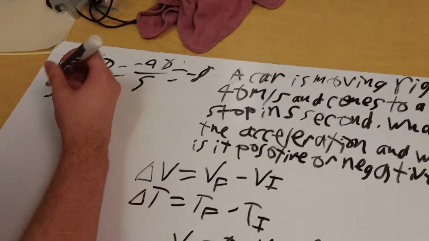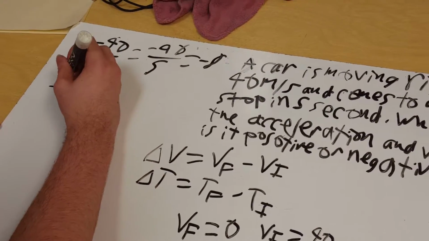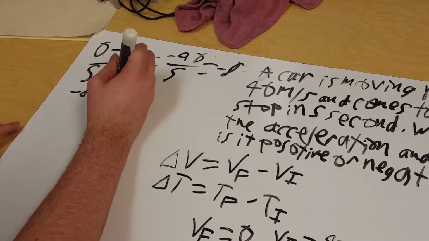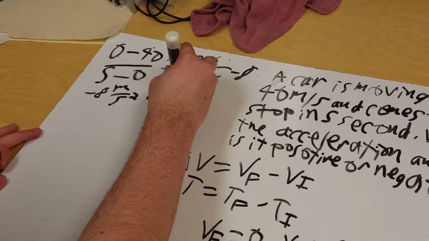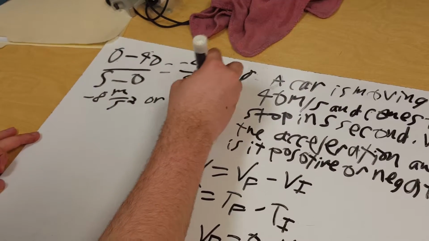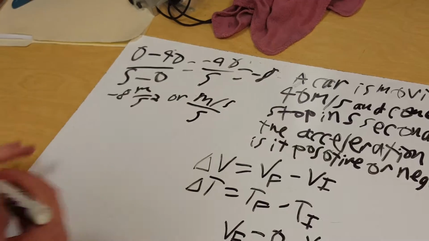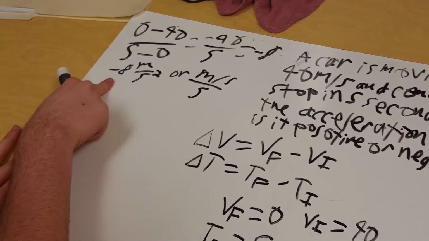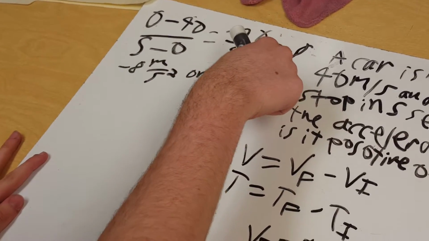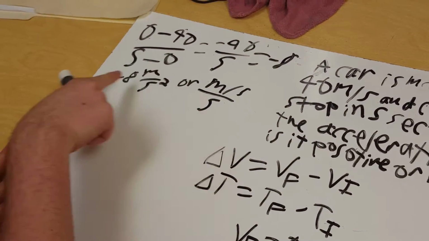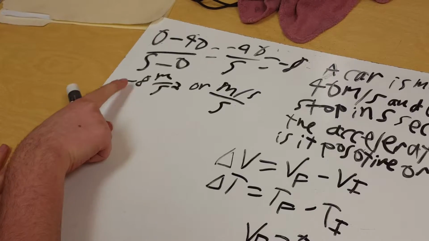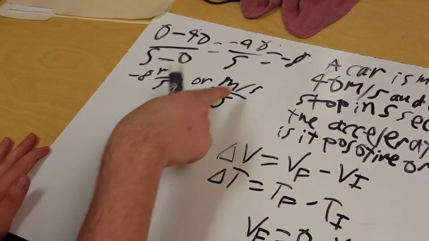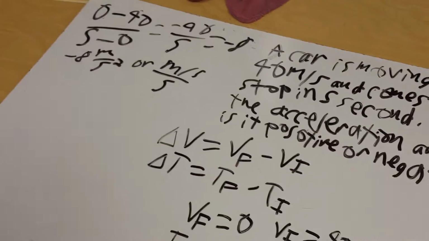Now, with this negative 8, this is our acceleration. It's written as meters per second squared, or meters per second per second. The definition of acceleration is the change in velocity over 1 second. So at negative 8, the velocity changes by negative 8 meters per second over 1 second. And that's what acceleration is. Good.